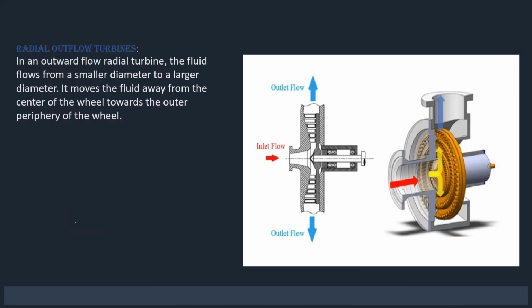For the radial outflow turbines, fluid moves outward from a smaller diameter at the center to a larger diameter at the outer edge. Less common than inward turbines, but still used in certain applications.